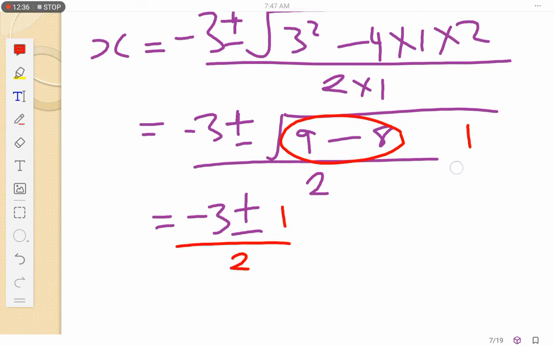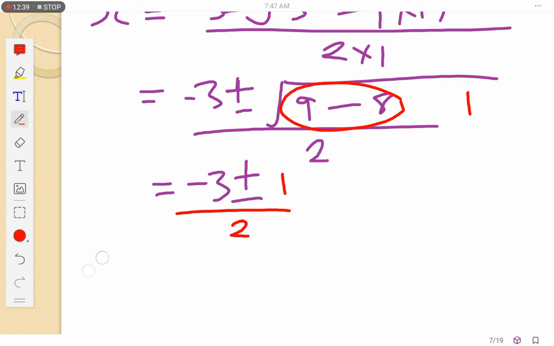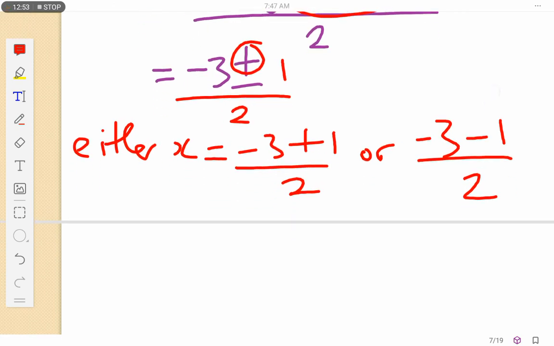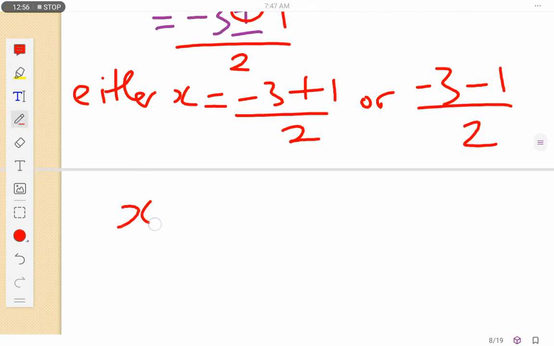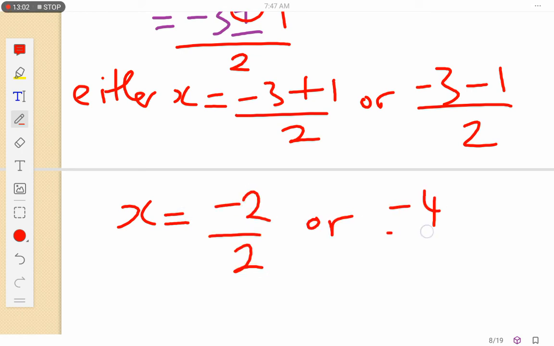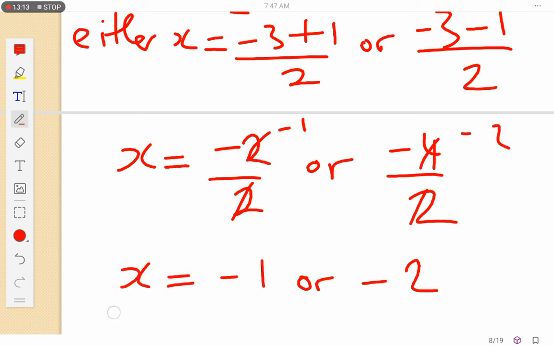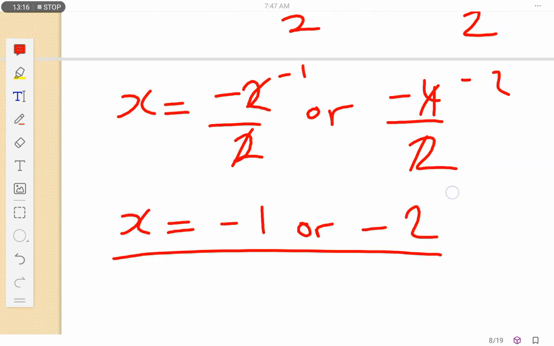So we are now saying either our x is equal to, taking the plus first, minus 3 plus 1 over 2, or minus 3 minus 1 over 2, like that. So simplifying, we will get our x is equal to, first one, minus 2 over 2 or minus 4 over 2. Dividing there, here we get a minus 1, here we get a minus 2. So our x is minus 1 or minus 2. So that's how we do this one. Let's move on to the other question.